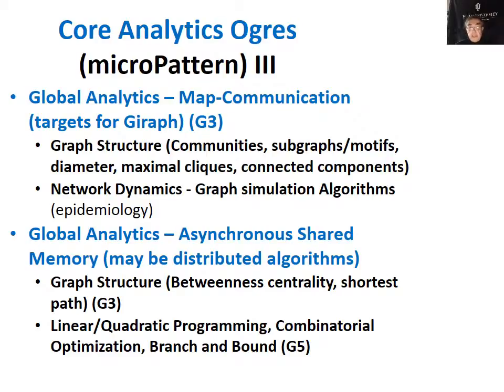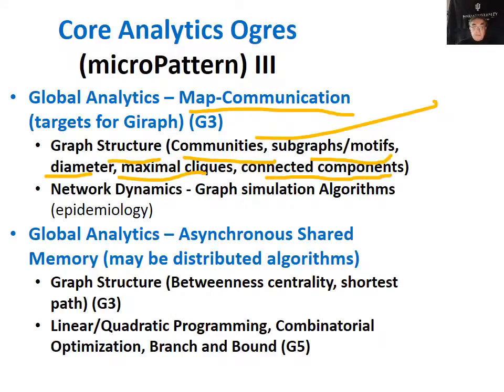So here, the next set is graphs, and we have ones that are suitable for Giraph, which is various graph structure algorithms. These are ones where we know how to do distributed memory parallel algorithms: communities, which are essentially the same as clustering. Finding motifs and subgraphs, similar to Gaussian models and things like that. Graph diameter, maximum cliques, connected components. In this category, we also put epidemiology, which is network dynamics, simulating graph algorithms, simulating systems defined by graphs.